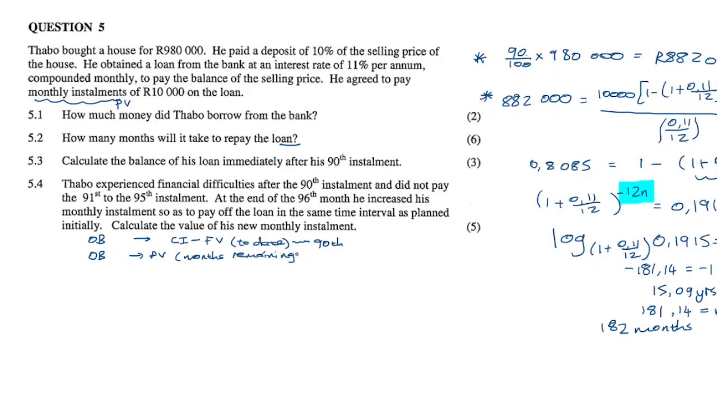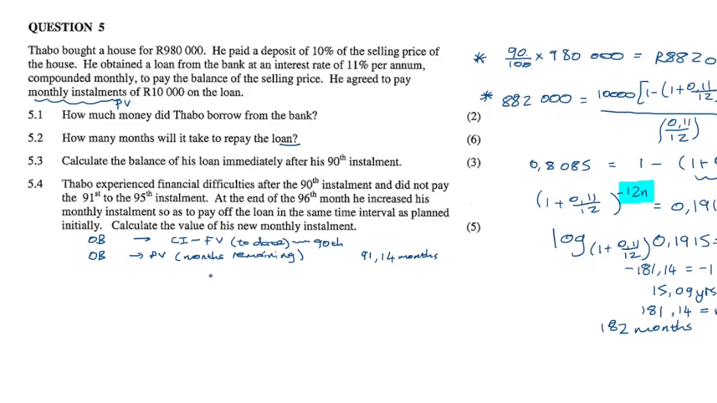I'm going to do the second option in this video, but just so you're aware there is another way that you can do it. And so how much time is remaining after the 90th month? It would just be 181 minus 90, and that gives us 91.14, basically months remaining. I'm going to use the decimals as well.